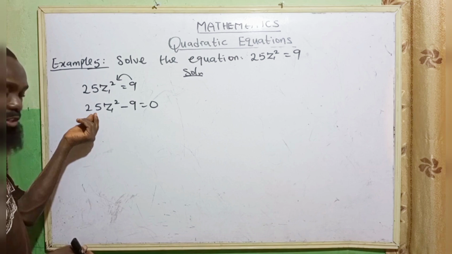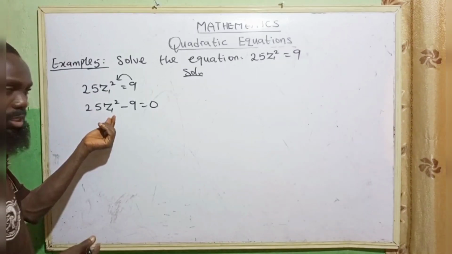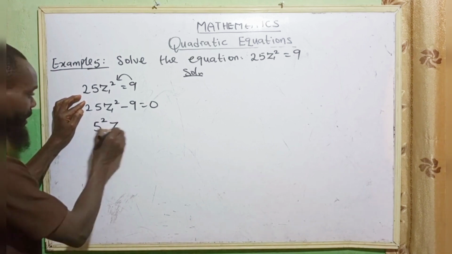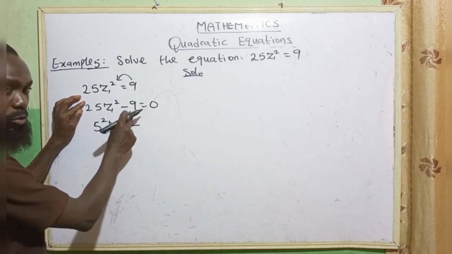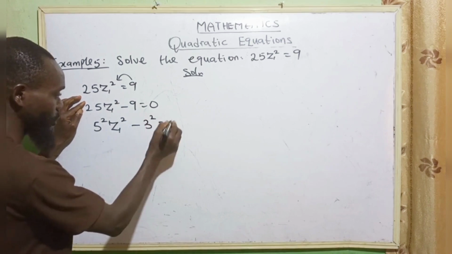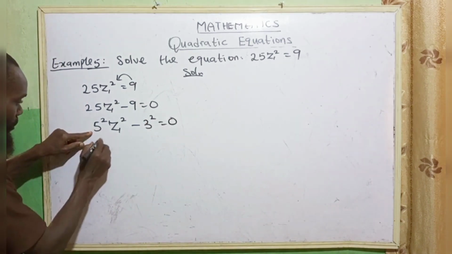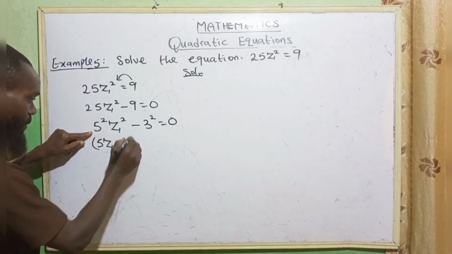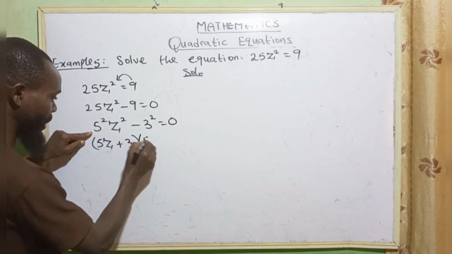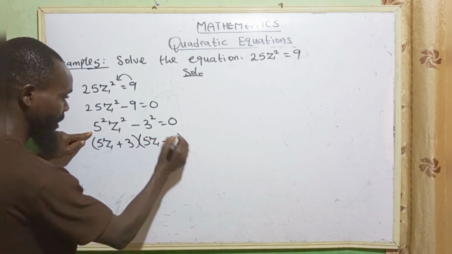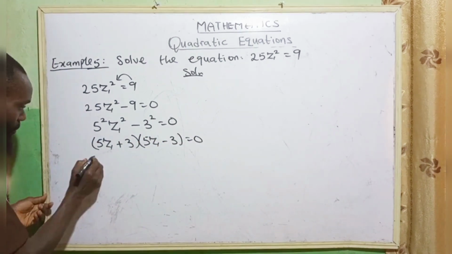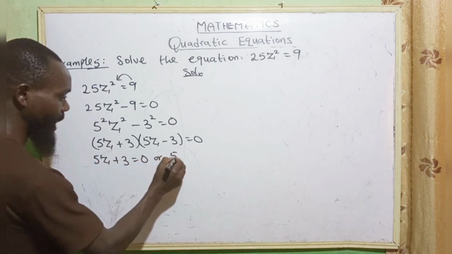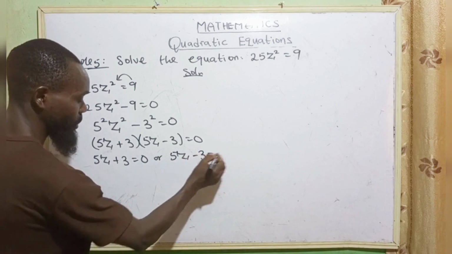In this case, there's a coefficient before the z squared. So this 25 will be written as 5 squared. That's 5 times 5. Then z squared minus 9 will be written as 3 power 2 equals to 0. So I'm going to have 5z plus 3 in brackets. Open another bracket, 5z minus 3 equals to 0. So I have 5z plus 3 is equals to 0, or 5z minus 3 is equals to 0.